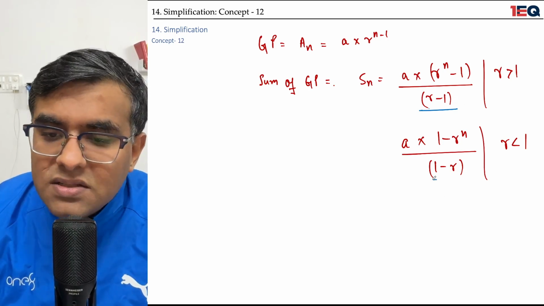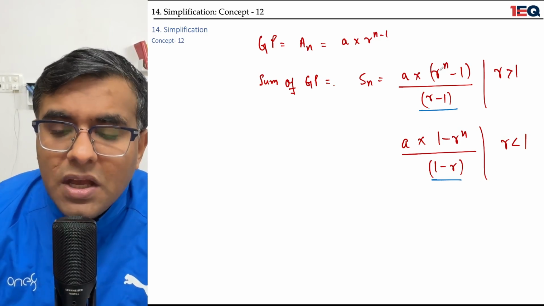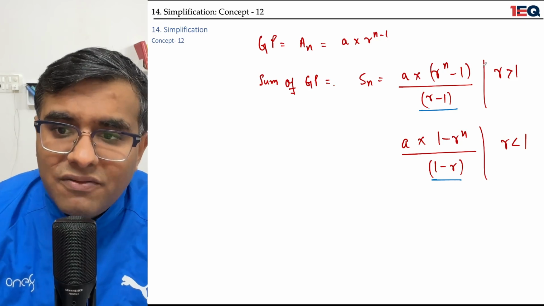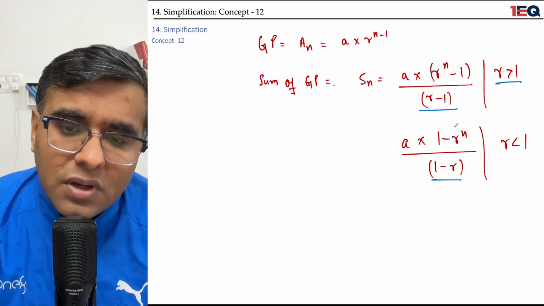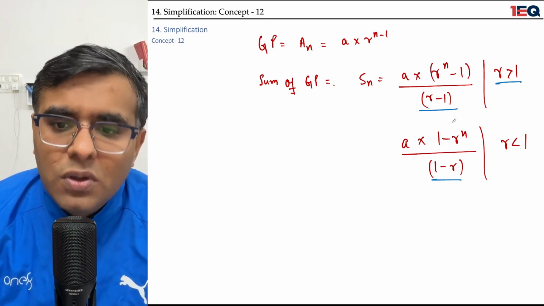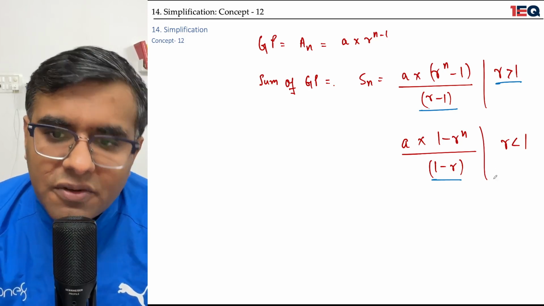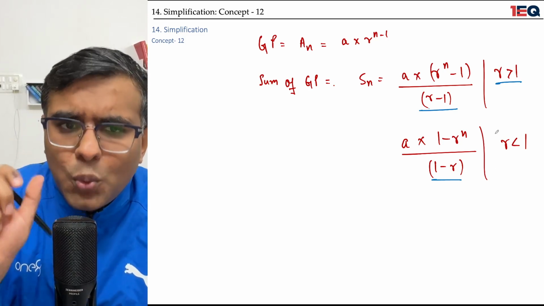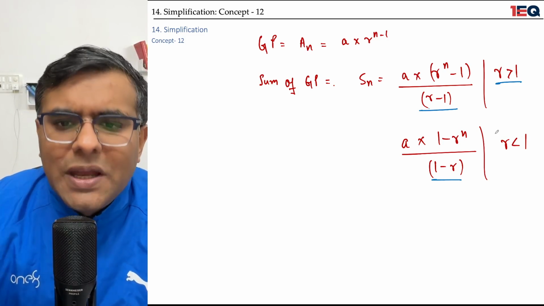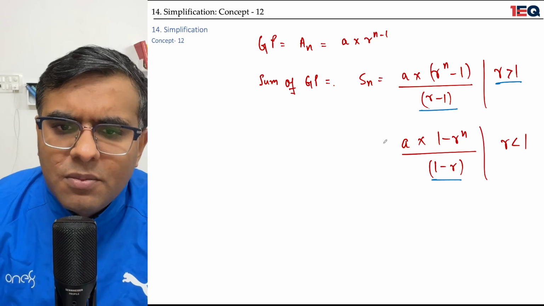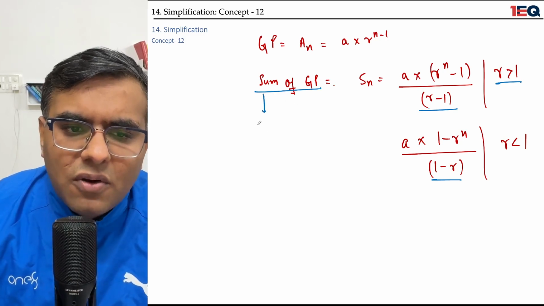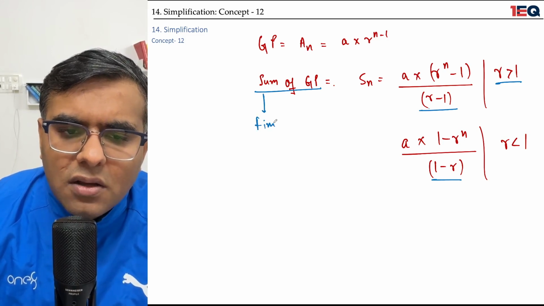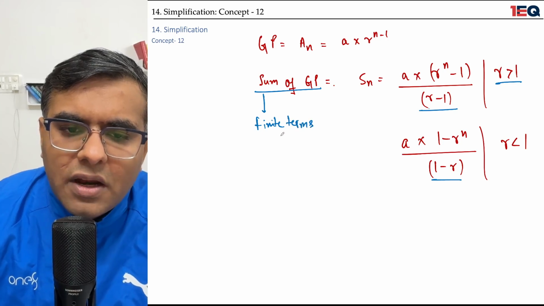And as soon as the value of r goes less than 1, if we employ the same formula, our output would come out as a negative value. And we don't want the sum to be a negative value. So it's important to have a different formula, and it's a simple tweaking of the same formula. So you must remember both the formulas. And this sum of GP is meant for finite terms.